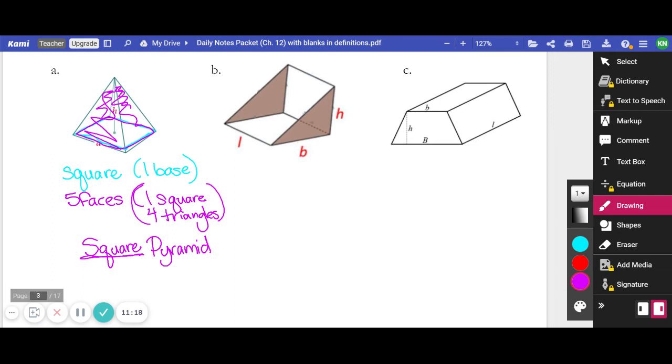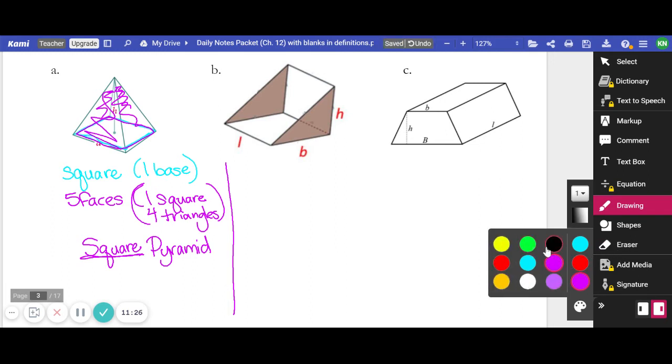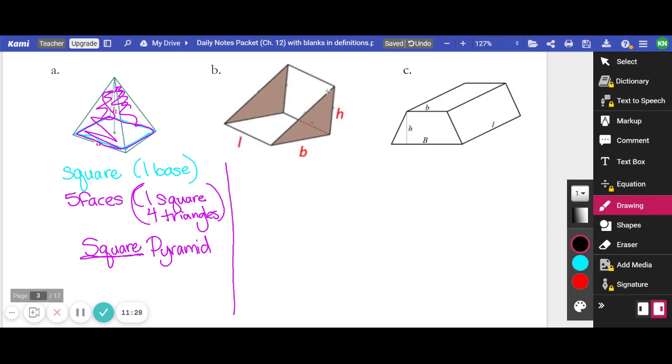All right, the one beside it. How many bases and what shape are they? I see these 2 brown triangles. That looks like 2 bases that are triangles. To me, they are congruent. They are the same distance apart, so they are parallel. So 2 bases that are triangles.